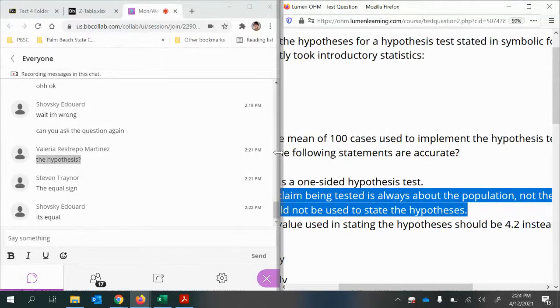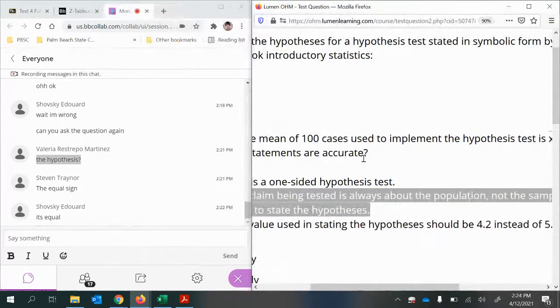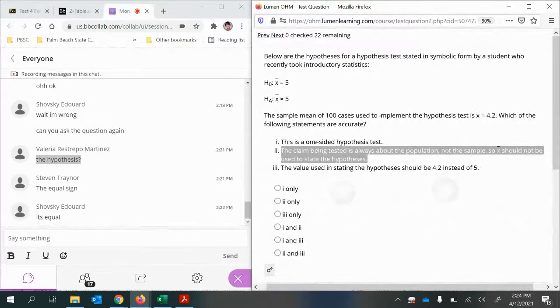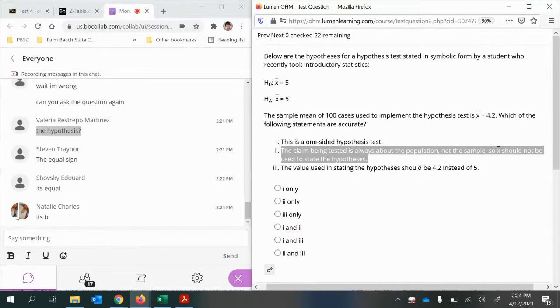It says, a little more room here. It says, so as I'm reading this, think about whether or not it's true. The claim being tested is always about the population, not the sample. So X bar should not be used to state the hypotheses. All right, so would you say that number two is an accurate statement?